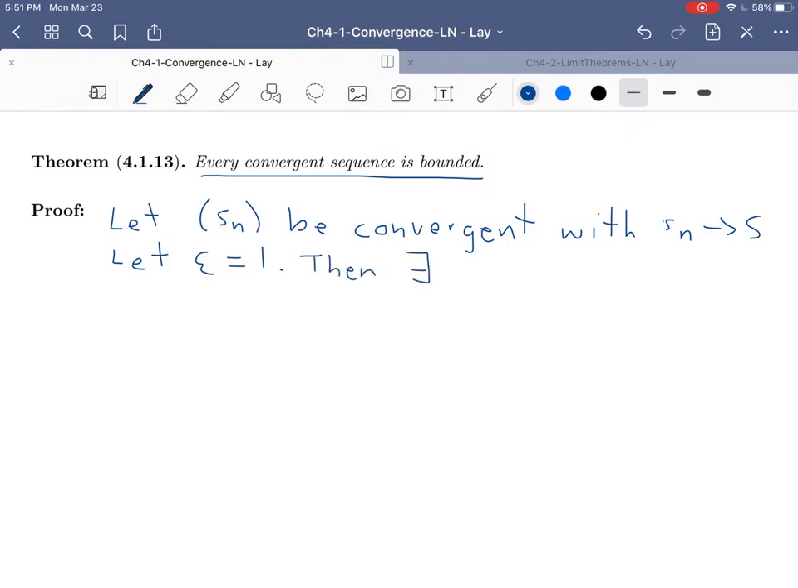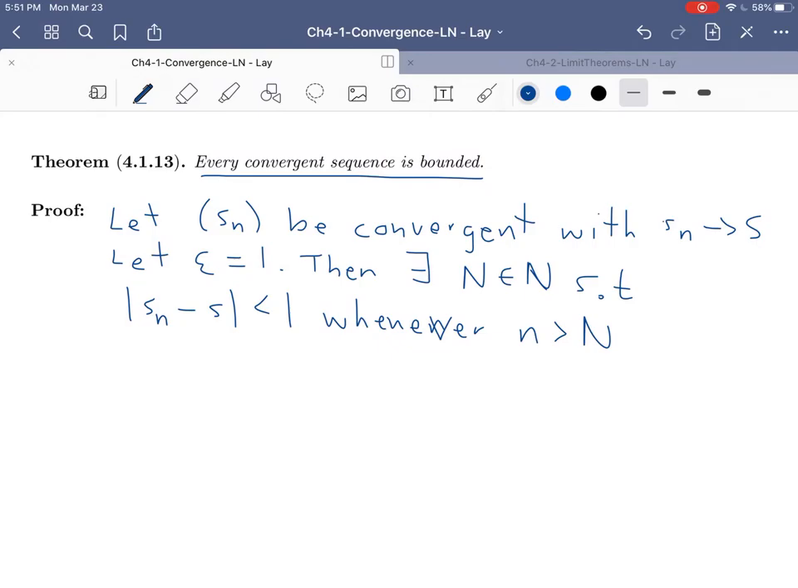So if our value of epsilon is equal to 1, then there exists a natural number N such that the difference between the nth term and the value it's converging to, which we had said was S, that we are within at least 1 unit of S whenever we are large enough. So whenever little n is at least big N.